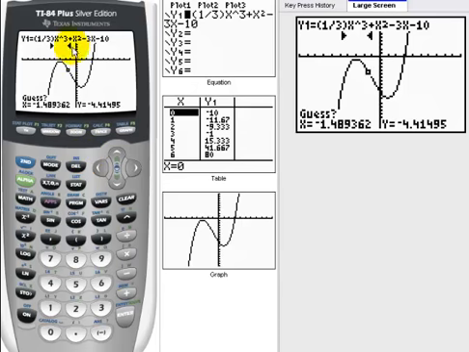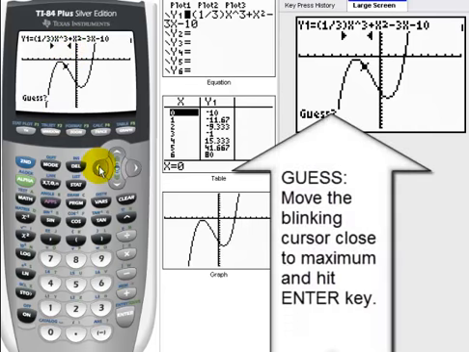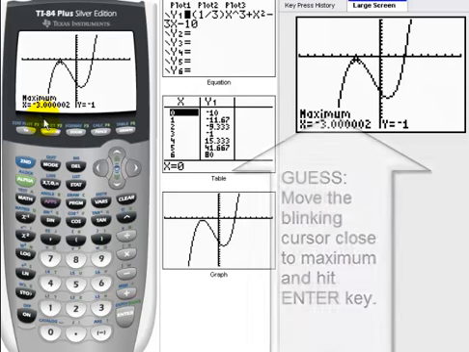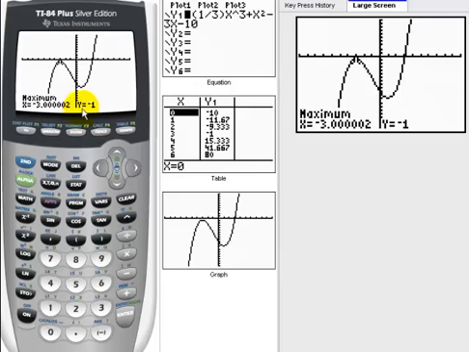So you can see I'm telling the calculator that within these arrows is the maximum that I'm looking for. And it wants me to take a guess. So I'm going to move the blinking cursor about at the maximum and say, let's guess there's the max. Quickly calculates for me and tells me that at -3, y is -1.